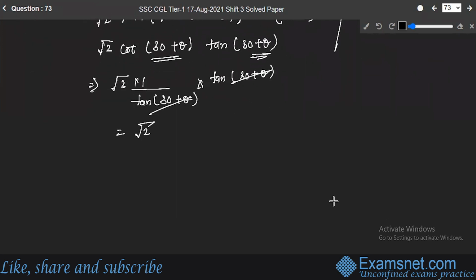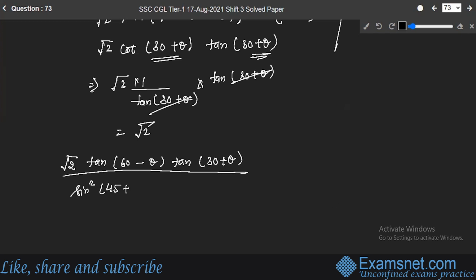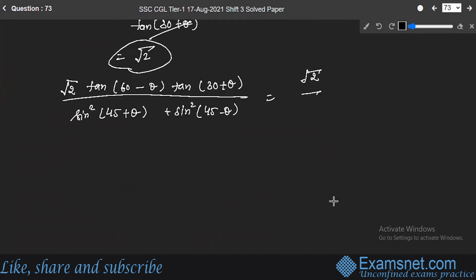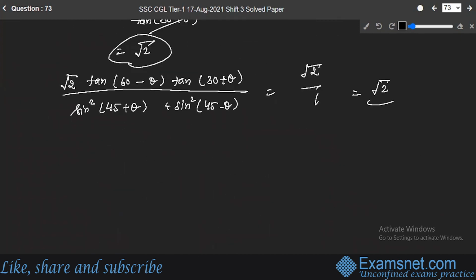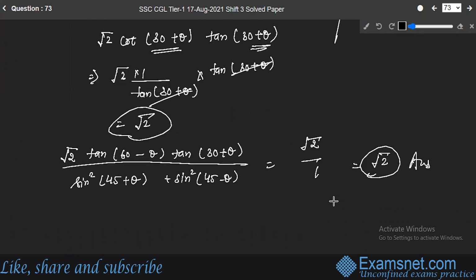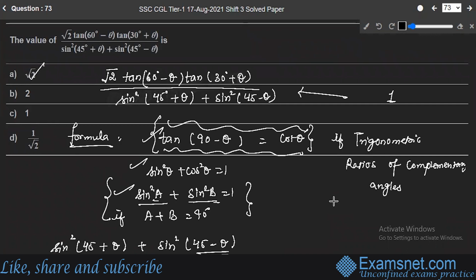Now I will come back to our original expression. This was root 2 tan (60 minus theta) tangent (30 plus theta), whole divided by sine square (45 plus theta) plus sine square (45 minus theta). Numerator we calculated, it was root 2. Denominator we just calculated, it was 1. So your answer to the question is root 2. Hope you are clear. Let's check. Option A is the correct answer to the question. Hope you are clear with this.